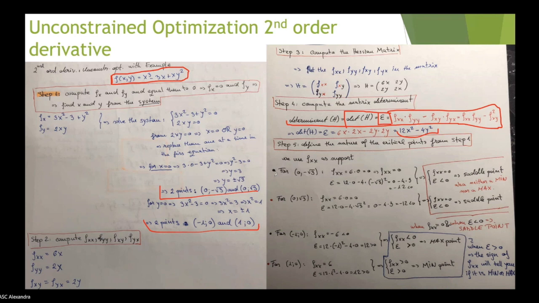So I strongly suggest that the moment you arrive at the last step where you have to define the nature of your critical points, the first thing you have to know is you're going to consider fxx as the function where you will be replacing with the points that you found, and that you have to know epsilon.